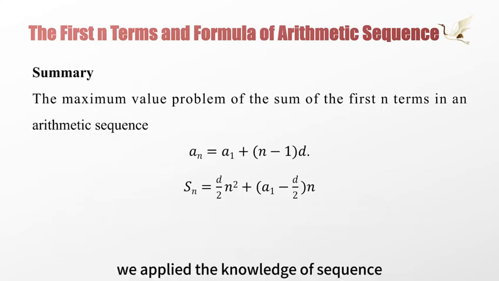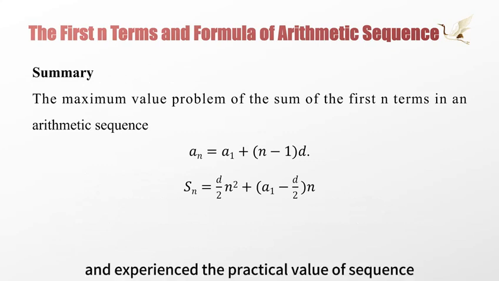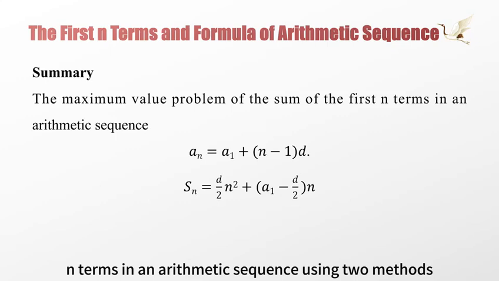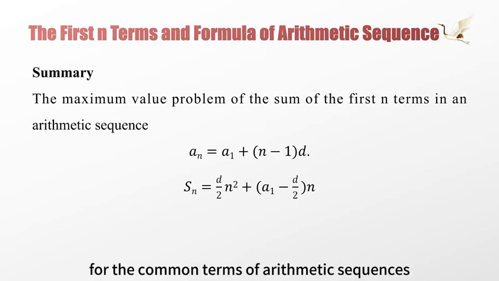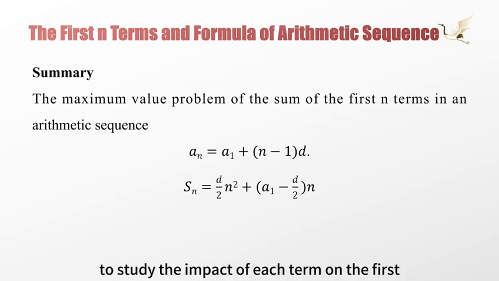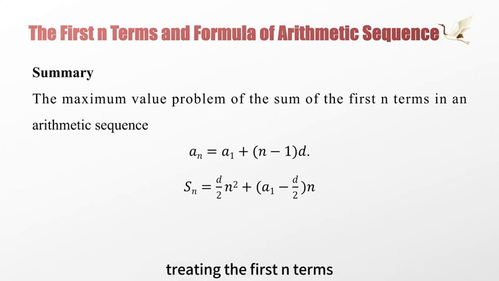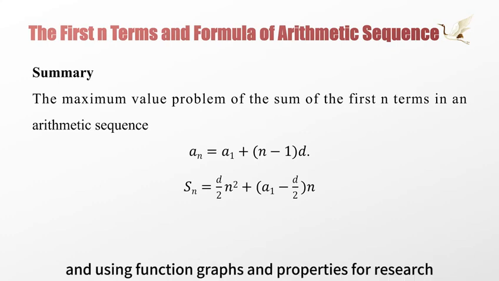In this lesson, we applied the knowledge of sequences to solve the practical problem of designing seats for the lecture hall and experienced the practical value of sequences. Then, we explored the maximum value of the sum of the first n terms in an arithmetic sequence using two methods. One method is relatively microscopic, starting from the general term formula of arithmetic sequences to study the impact of each term on the sum and changes in the sequence. Another method is relatively macroscopic, treating the sum of the first n terms as a function of the number of terms n, and using function graphs and properties for research.